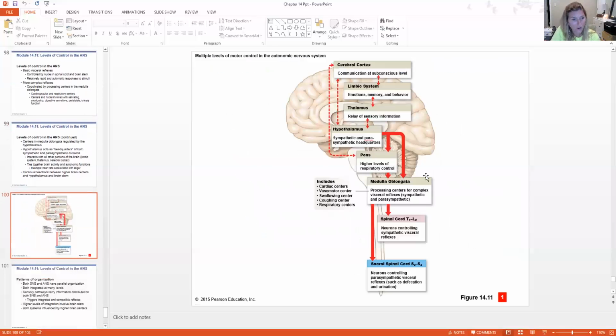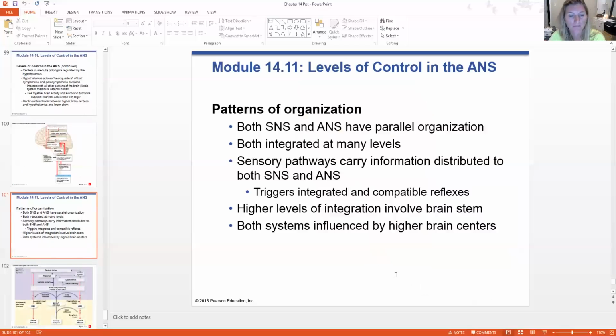So here you see all of this interaction, right? Cerebral cortex communicating at a subconscious level, limbic system with its emotion, memory, and behaviors. Thalamus is always relaying that sensory information. Hypothalamus is parasympathetic and sympathetic headquarters, regulating respiration and heart rate in the pons and medulla oblongata, signaling all those reflexes out through the spinal cord and sacral spinal cord with our vasomotor, swallowing, coughing, respiratory, etc. reflexes.